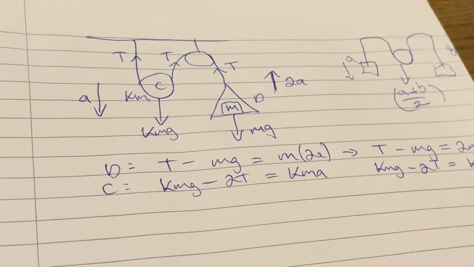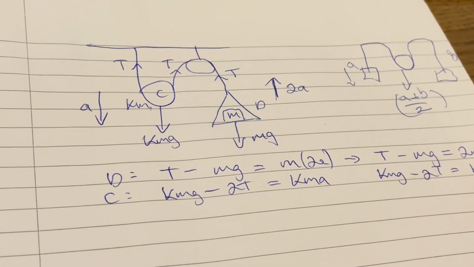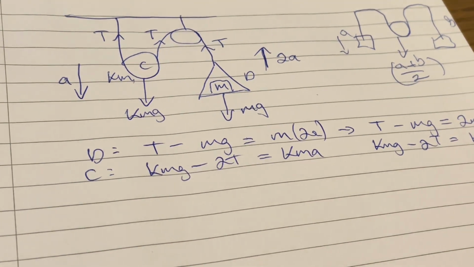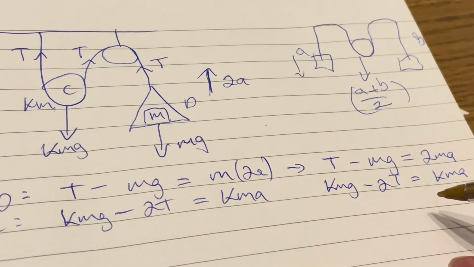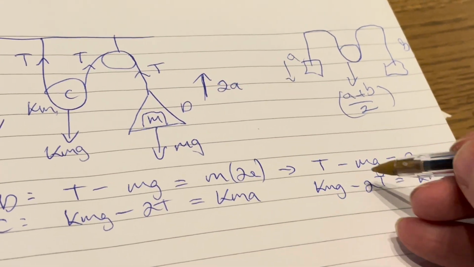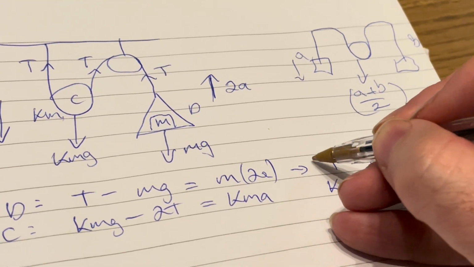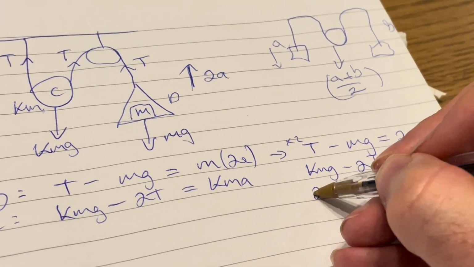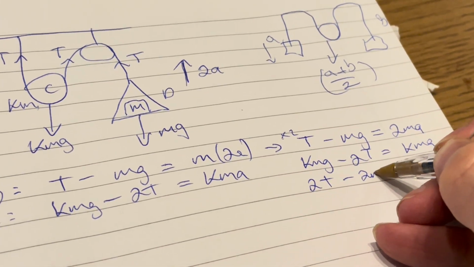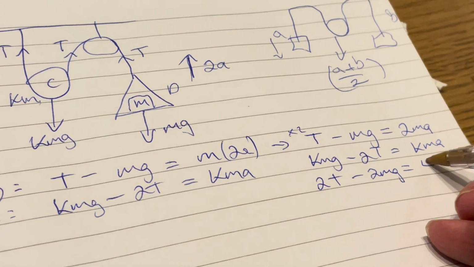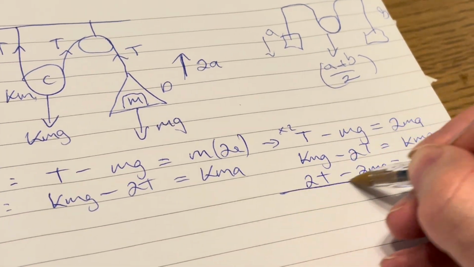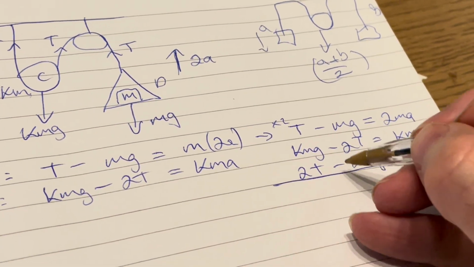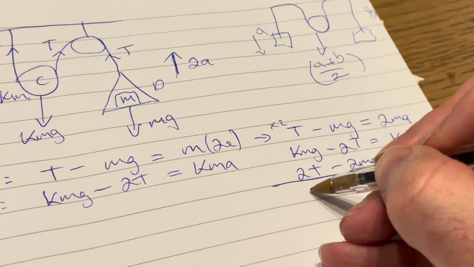Okay, we're going to solve for acceleration. So let's get rid of the tension. We'll multiply that equation by 2, so 2T minus 2mg is equal to 4ma. Okay, so add these two and the tensions will cancel.